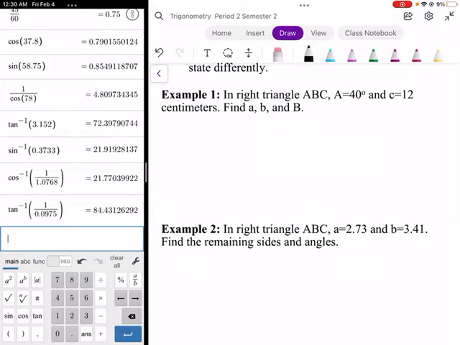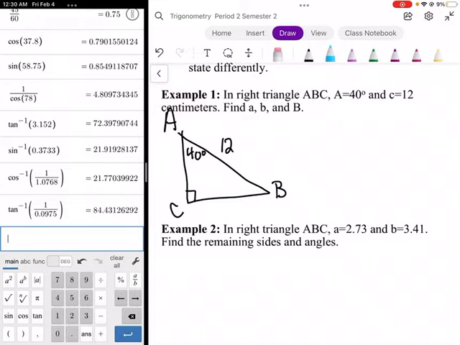So for example 1, in right triangle ABC, remember C is always our right angle, A is 40 degrees, and side length c is 12. They want us to find all of the other missing pieces, which would be side a, side b, and angle B. I'm going to start by finding angle B. In this one, angle B is going to be equal to 50 degrees because it's the complement of angle A.